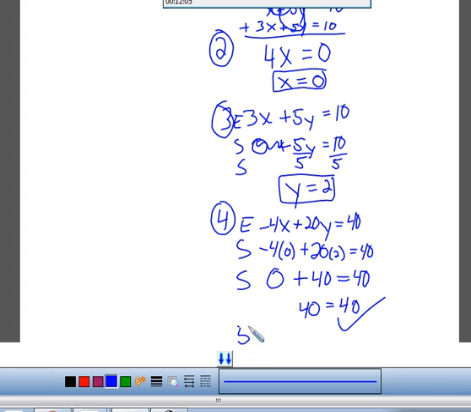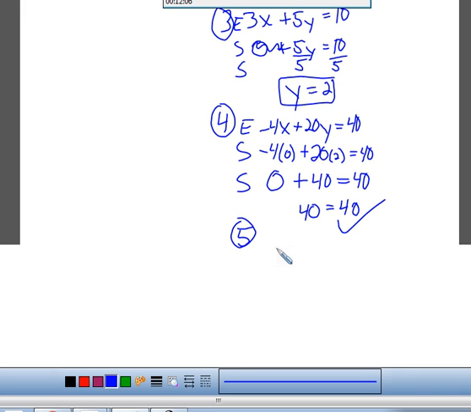So last step, step 5, don't forget the solution. And don't get these numbers switched around. I do it often, and I see students do it a lot. It's 0, 2.